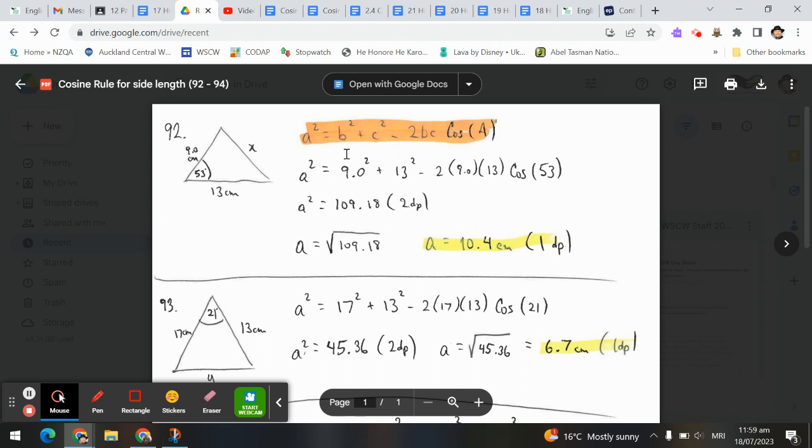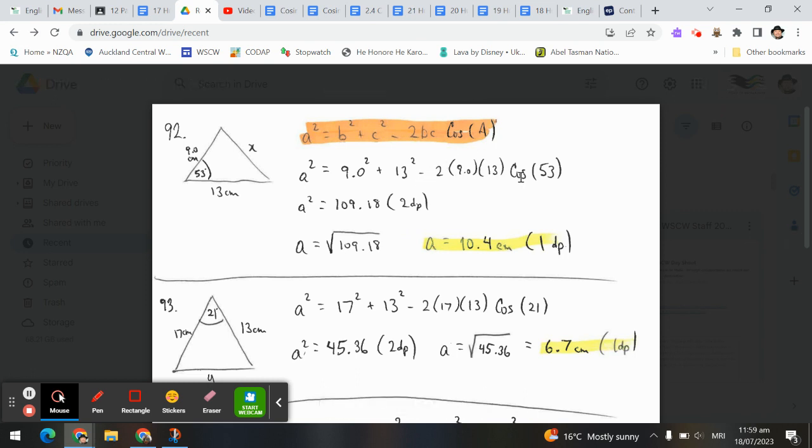So substituting in the b and the c, minus 2 times b times c times the cosine of 53, we put that into our calculator. a squared is 109.18, rounded to 2 decimal places. And the reason why I chose to round to 2 decimal places is simply because it's one more decimal place than in the given information. Okay, so a squared is 109.18.